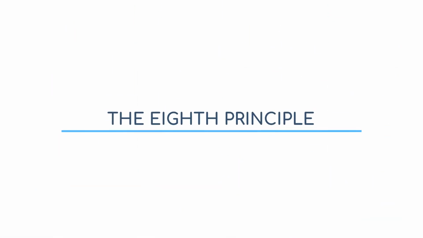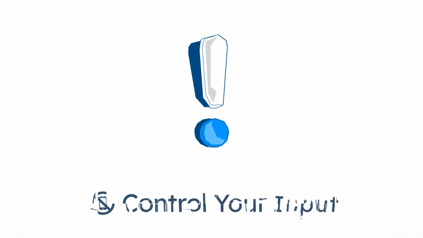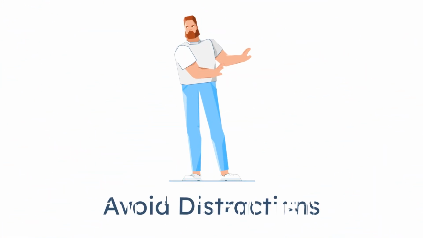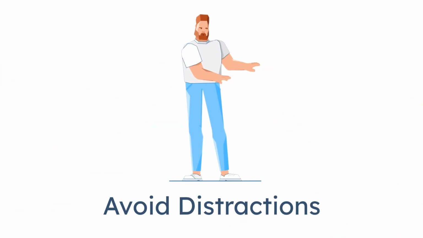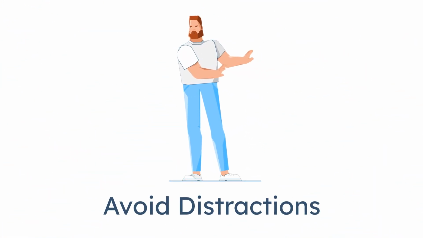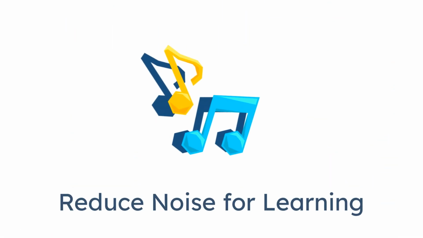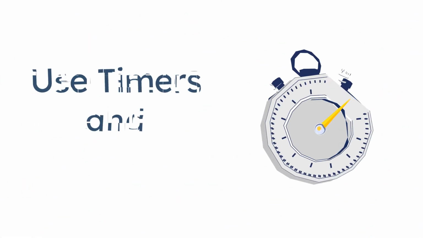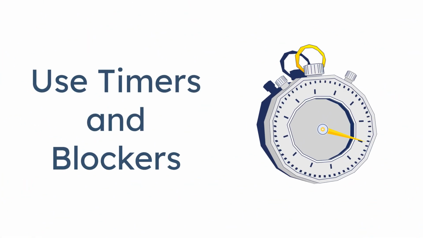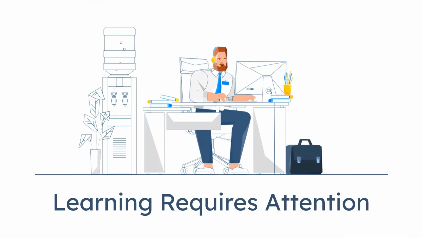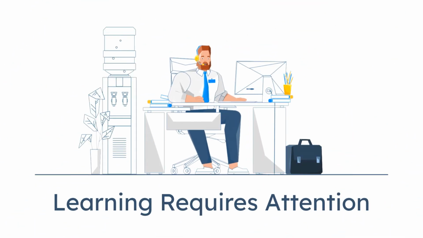Eighth principle, control your input to amplify your output. Constant switching between apps, notifications, and tabs destroys deep learning. If you want to absorb new knowledge, reduce the noise. Try a distraction blocker. Set a 25-minute timer. Keep your phone out of sight. Learning is not just a brain process, it's an attention process.